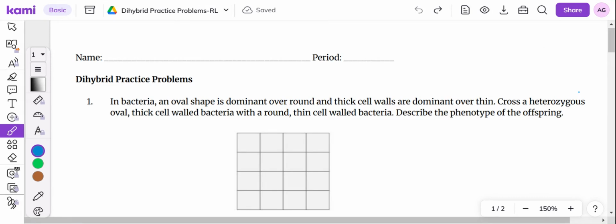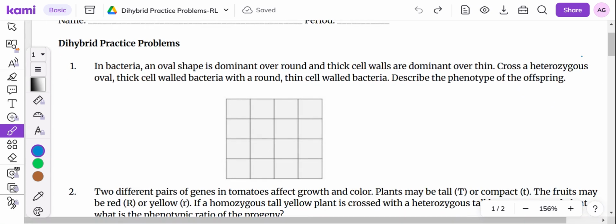Okay, let's learn how to do dihybrid practice problems. Dihybrids are when we are tracking two traits that are not linked to each other. So just two different traits, and then we're looking to see in the offspring what's the probability that the offspring has any sort of combination of those two traits.